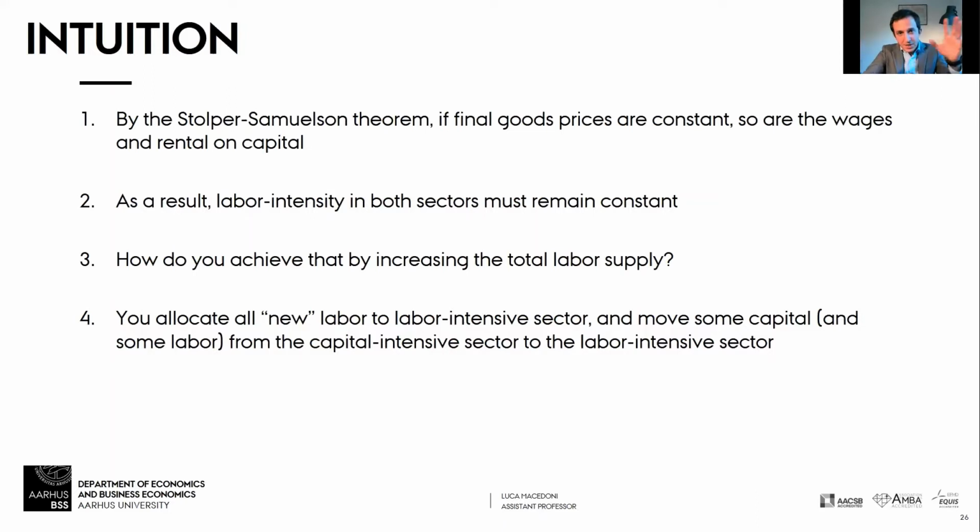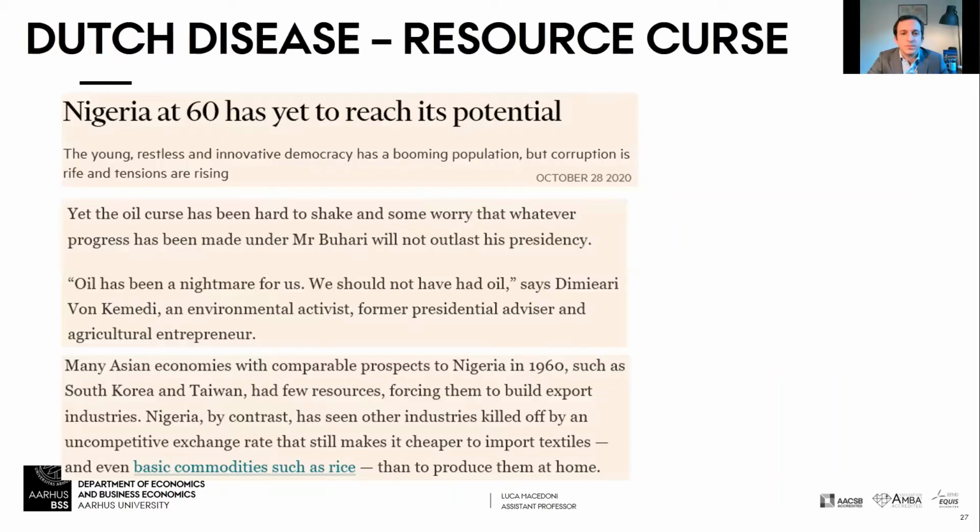Right? So the requirements are different. In the labor intensive sector, we need fewer machines per worker than in the capital intensive sector. And so that's why this works. An important implication of the Rybczynski theorem is the Dutch disease or resource curse.